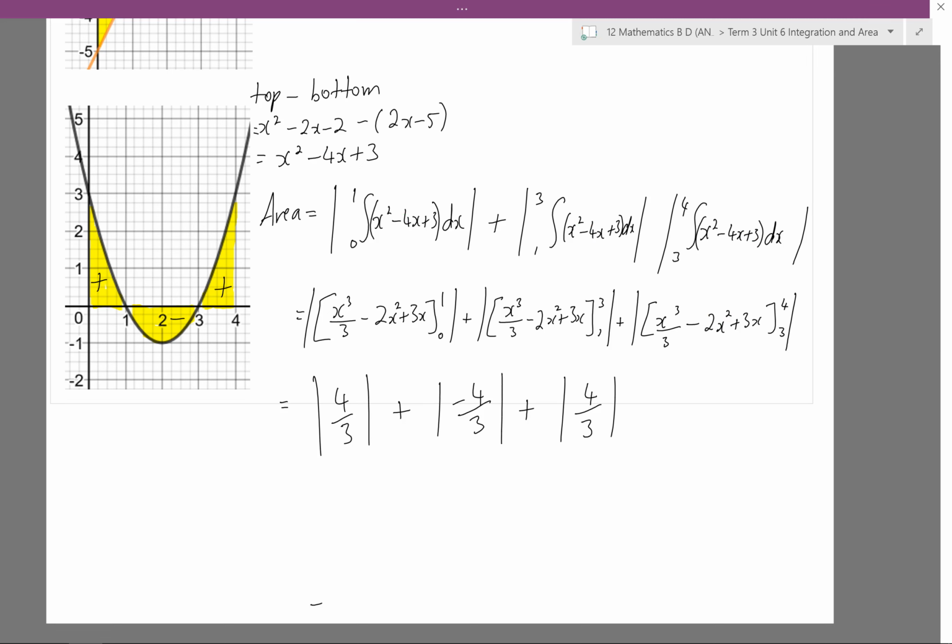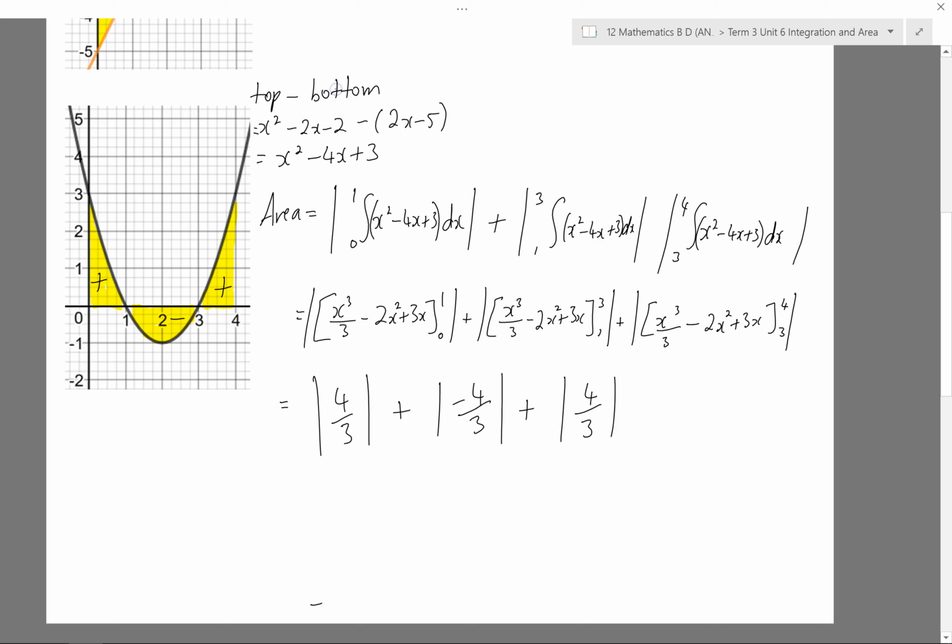Again, the good thing about these absolute value signs is that if it's positive, it stays positive. If it's a negative value, it changes to positive. So in the end, I'll end up with 3 lots of 4/3, which is 4. Surely that makes sense. Sounds good.